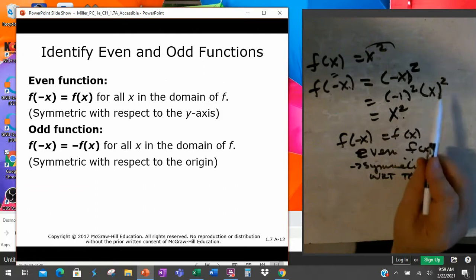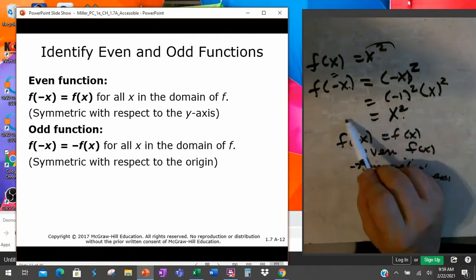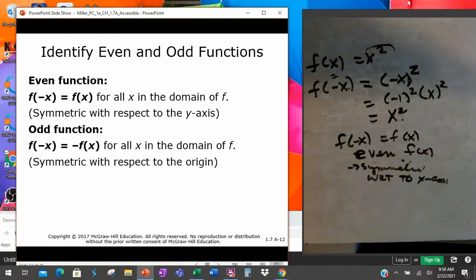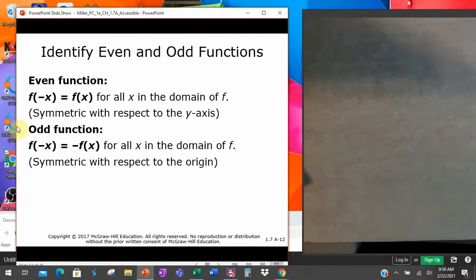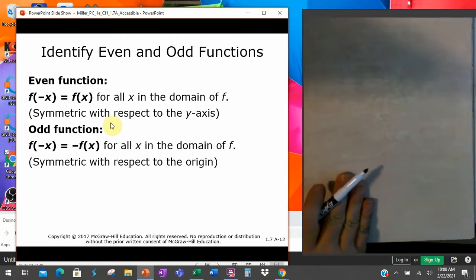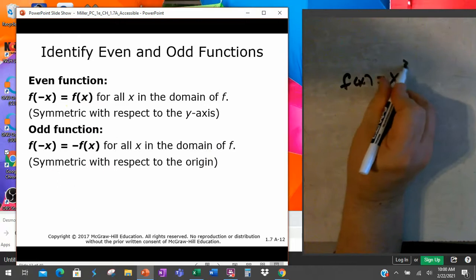All I have to do is graph out one half of it. The other half is going to be the very same thing, except it's a negative x down this way. The y's are the same. Okay. If I take a negative x and it turns out to be the negative of the first function, then it's called an odd function, and that's symmetric with respect to the origin. So let's do it with f of x is equal to x cubed.